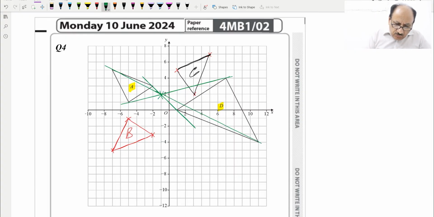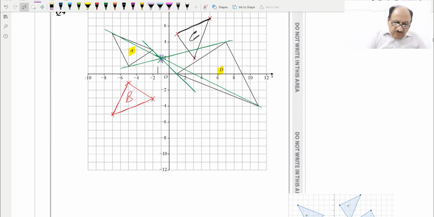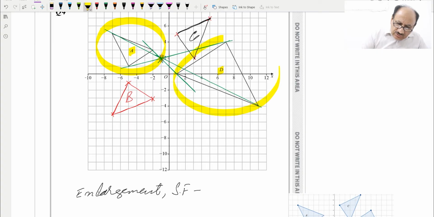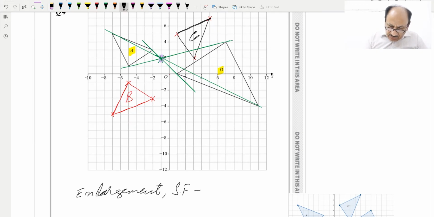And so this is the point. If I highlight, this one is the point, the center of enlargement. This is basically an enlargement by a scale factor, and we can write this as enlargement by scale factor, because the object is on one side and the image is on the other side of the center, so we will be saying that the scale factor is minus, so the scale factor will be negative.